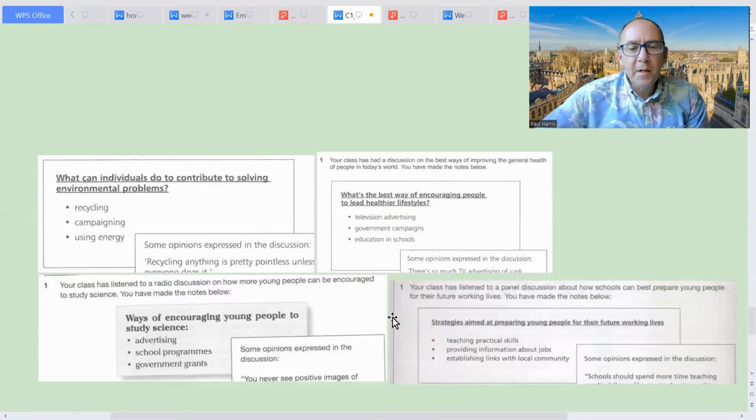Now, you can see here what I've done is put together example essays that come up at C1, probably C2 as well. And you can see a lot of these essays, one of the common themes is getting people to do something: encouraging people to lead healthier lifestyles, getting individuals to contribute to solving environmental problems, encouraging people to study science at school, strategies aimed at preparing young people for... So a lot of the verbs that we've talked about here certainly could be used in these kinds of essays.